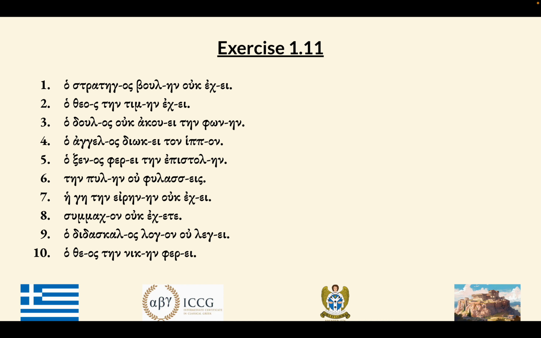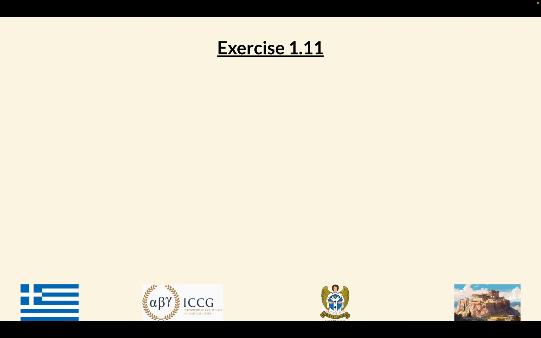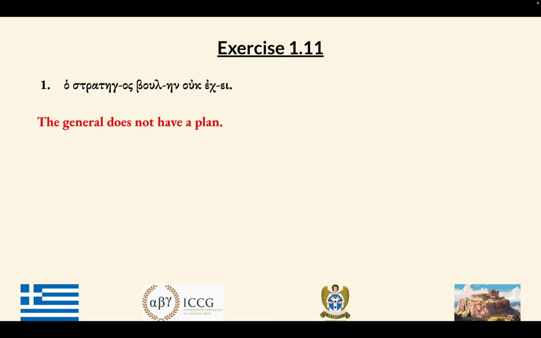Okay, then 1.11, this is much the same kind of thing. Ho strategos boulen ouk echei. The general does not have a plan. So that word ouk means not, and it has 3 different forms. If it is followed by a consonant, then it is just ou, O-U. If it is followed by a vowel with a smooth breathing, then it is ouk with a kappa on the end, a little k. If it is followed by a vowel with a rough breathing, then it is ouch with a chi at the end.